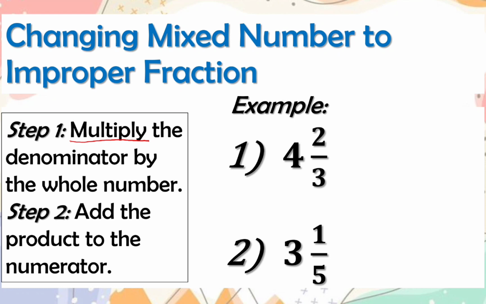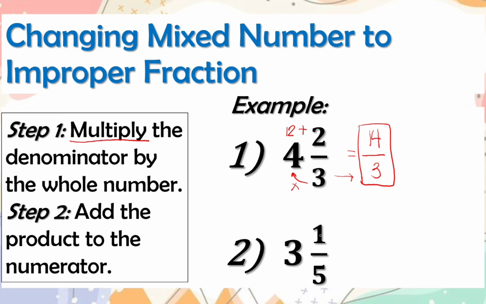So, let's have our example number 1. Dito meron tayong 4 and 2/3. So, step 1, sabi dyan, multiply the denominator by the whole number. So, denominator in whole number, multiply. 3 times 4, that will give us 12. Okay, step 2, add the product to the numerator. So, yung sagot natin na 12, i-add daw natin sa numerator. 12 plus 2, that will give us 14. Over, copy the denominator, 3. So, ang sagot ay 14 over 3.